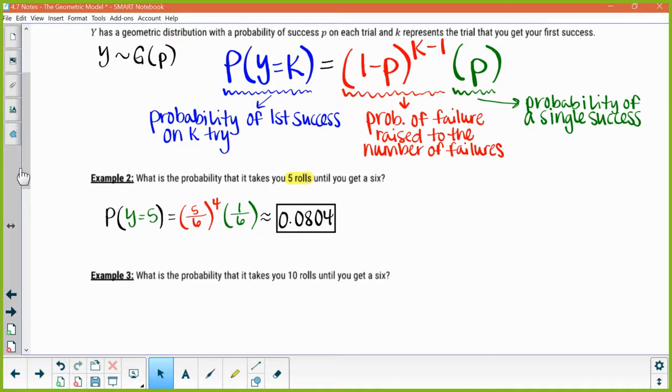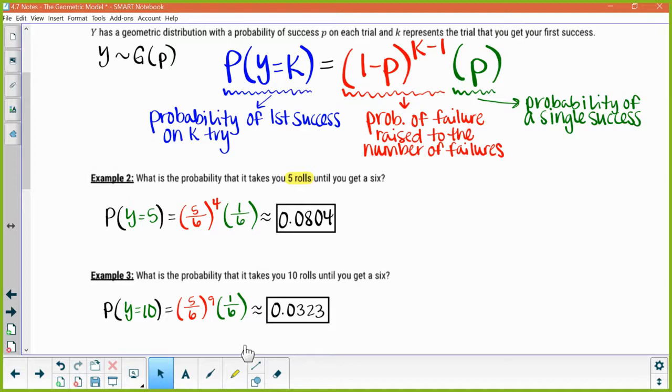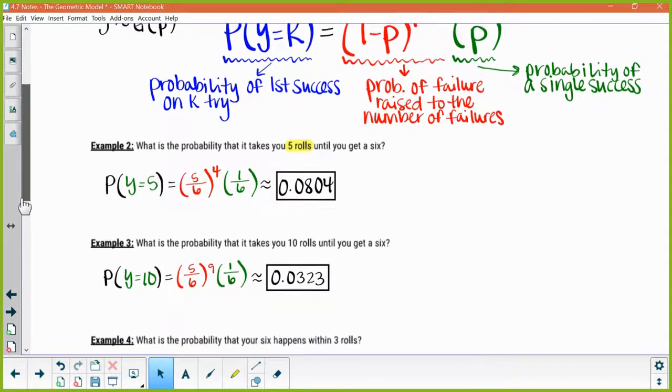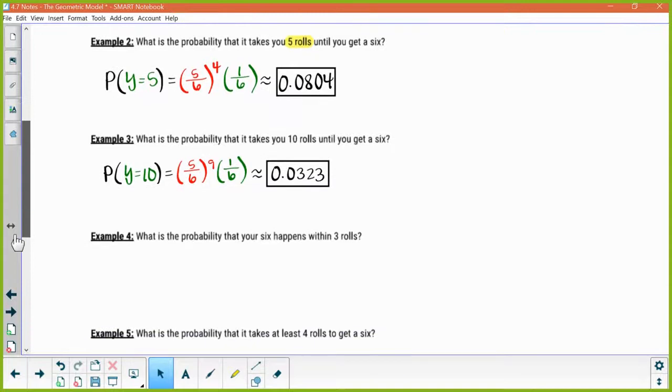Okay, what is the probability that it takes you 10 rolls until you get a 6? Again, 10 means I'm getting it on the 10th roll. So the probability that Y is equal to 10. If I get it on the 10th roll, that means I had 9 failures. So 5 over 6 to the power of 9 times 1 over 6 gives me approximately 0.0323. Pretty straightforward here. Then we move on to different types of questions.